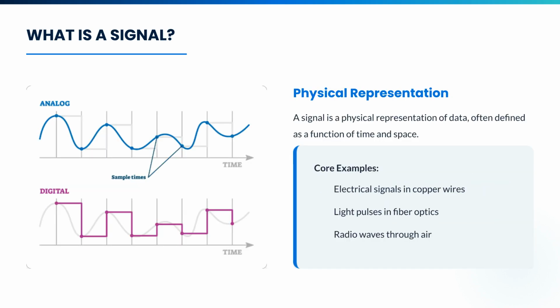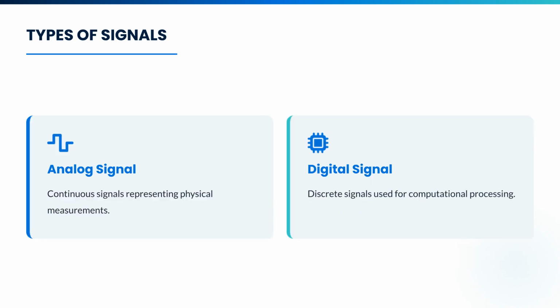A signal is the physical representation of data as a function of time and space. Examples include electrical signals, light pulses in fiber optics, and radio waves. On the left, you can see graphical representations of analog and digital signals. We have two main types of signals: analog and digital.